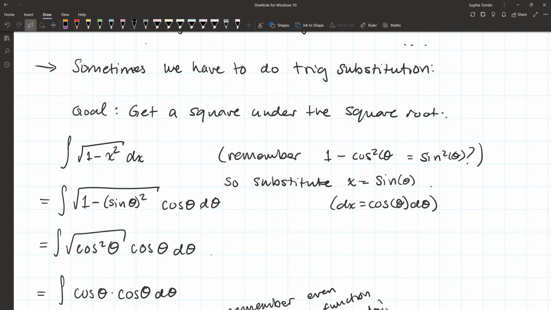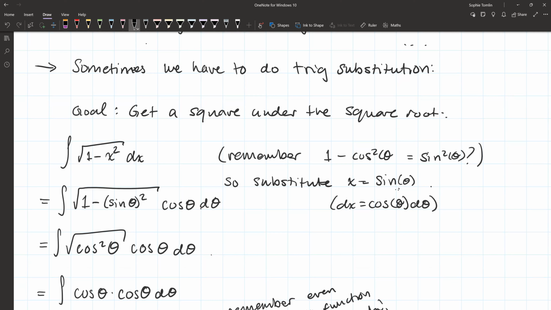Next up, we have another strategy called trig substitution. So that's where we're trying to get something that is square underneath a square root. So for example, here we have the integral of the square root of 1 minus x squared dx. And so again, we remember that we have 1 minus cosine squared of x is equal to sine squared of x. So here, we're going to substitute in for x sine of theta.